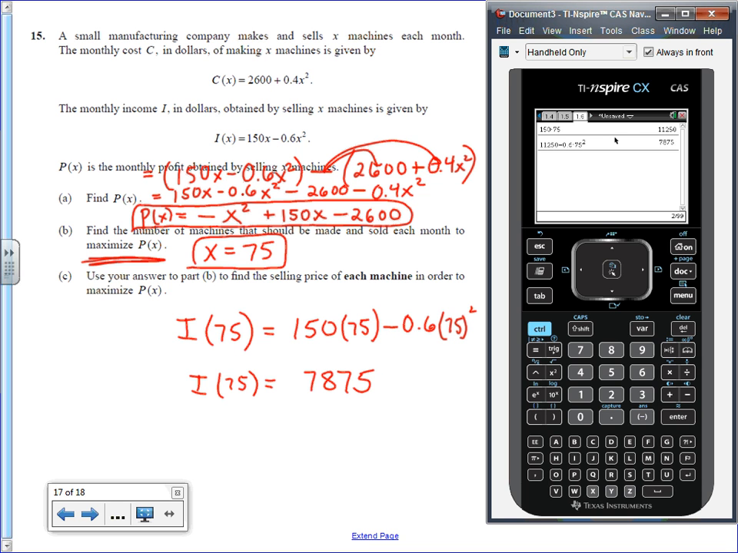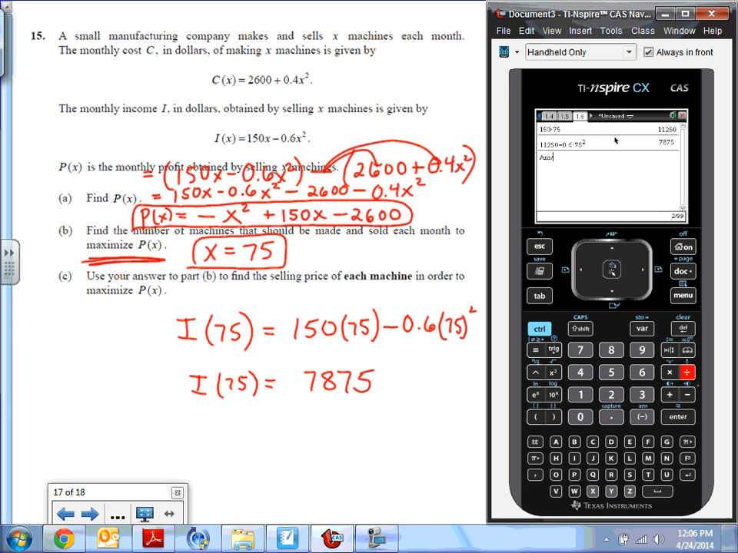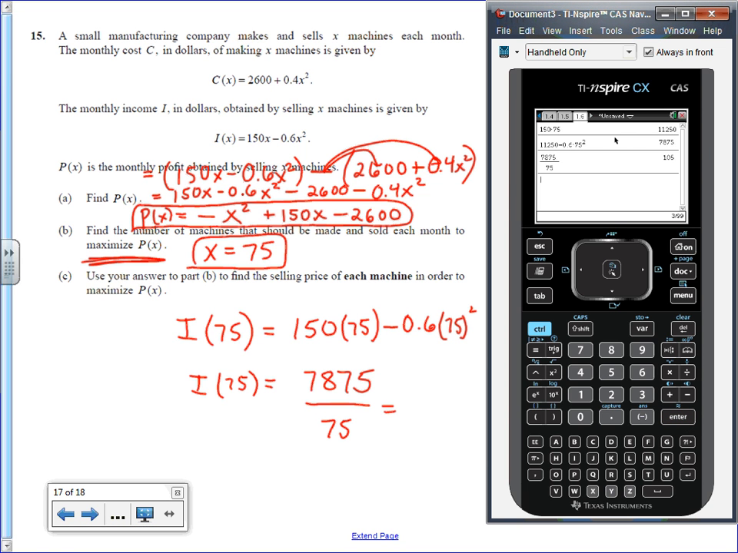75 is that sweet spot that maximizes profit for us, so that's the number of machines that we want to sell. So if our total income is 78.75 and we're selling 75 machines, when we divide this by 75, it should give us the rate that we need to charge for each machine. So this divided by 75 would equal 105. Does it say what units? Yeah, that says dollars. $105 is how much we need to charge for each machine in order to get that maximum profit point that we were looking for.